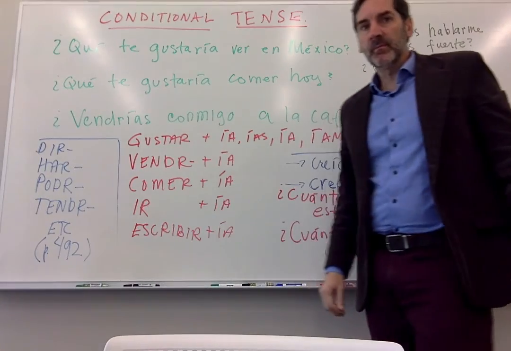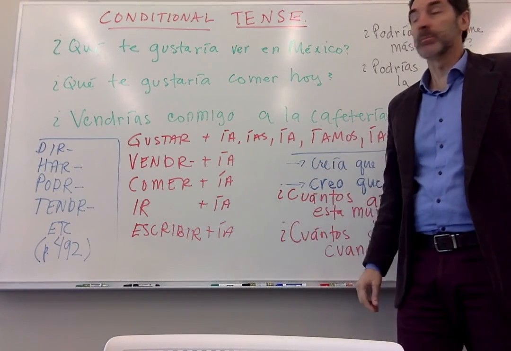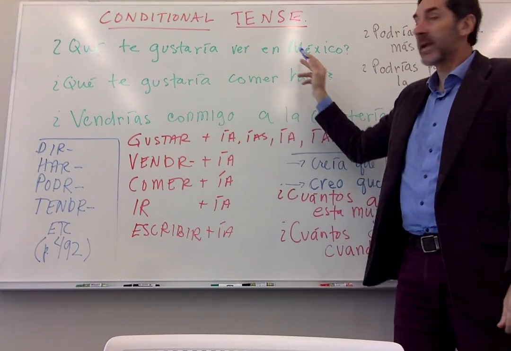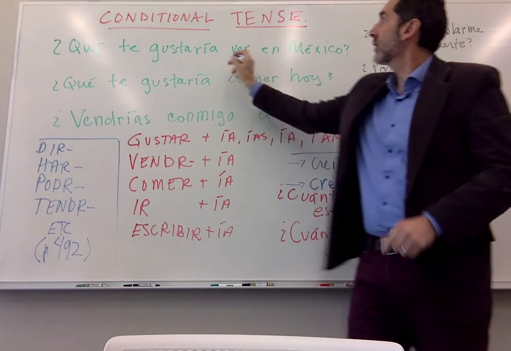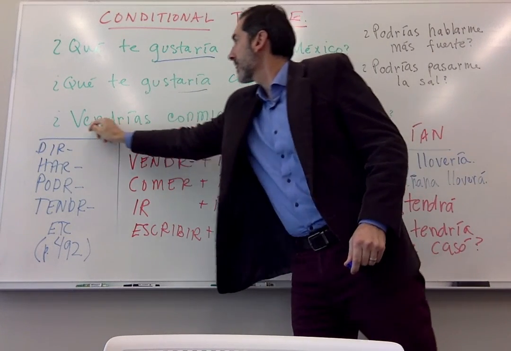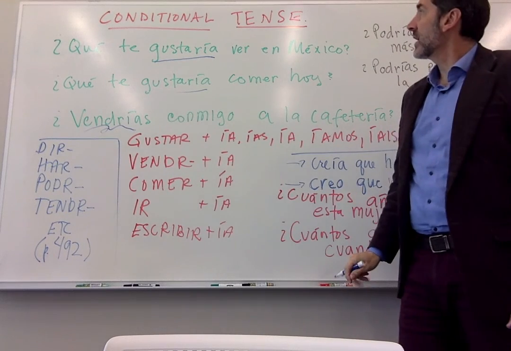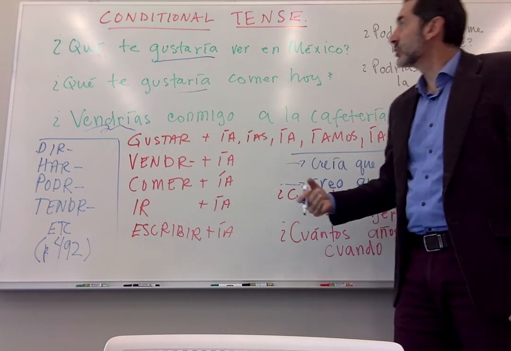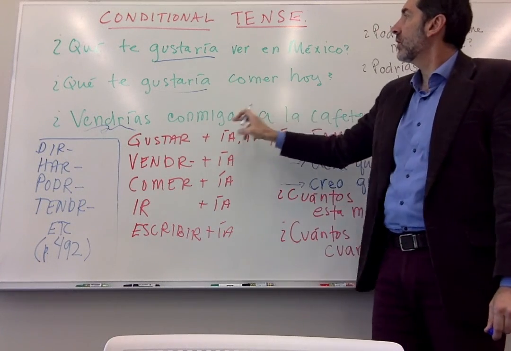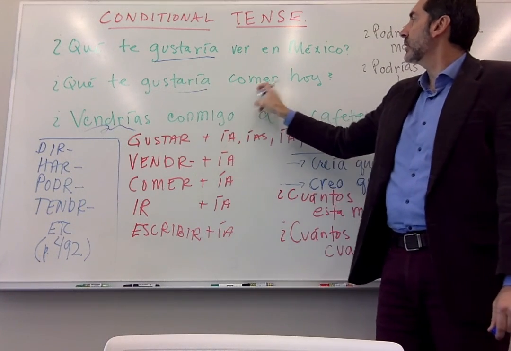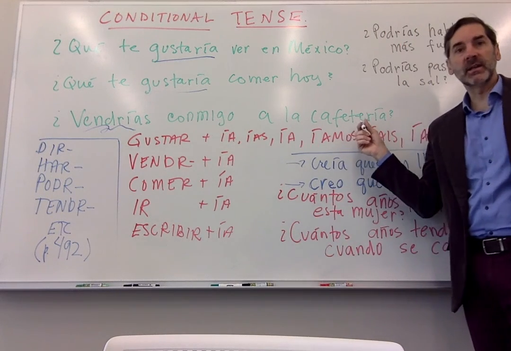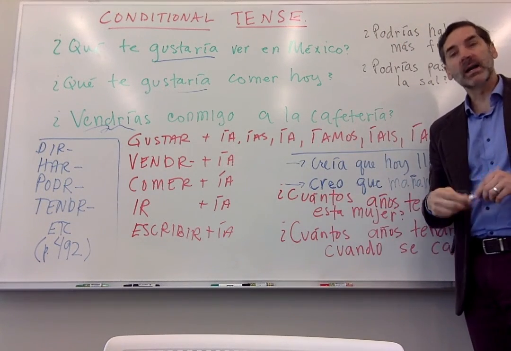All right. Uno, vamos a ver unos ejemplos. ¿Qué te gustaría ver en México? I'm going to focus on this verb right here. ¿Qué te gustaría comer hoy? What would you like to see in Mexico? What would you like to eat today? ¿Vendrías conmigo a la cafetería?